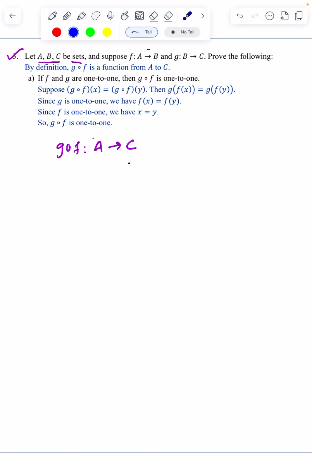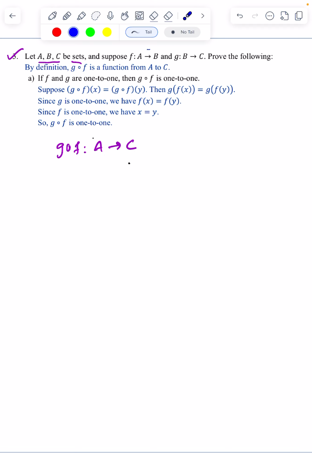First we write the composite function by the definition. By using the definition, this is a defined function. How do we write the domain and codomain? We know that for any composite function, the domain of the first function is the domain of the composite function, and the codomain of the second function is the codomain of the composite function. That's why I can write A to C.